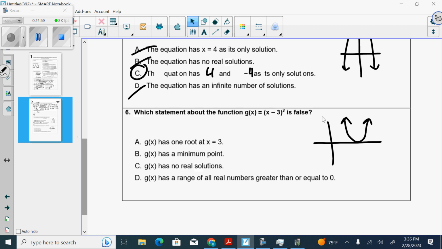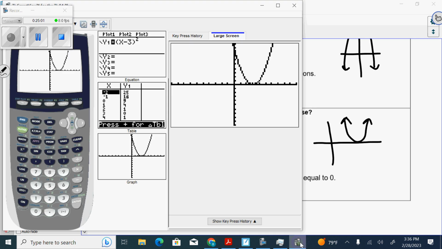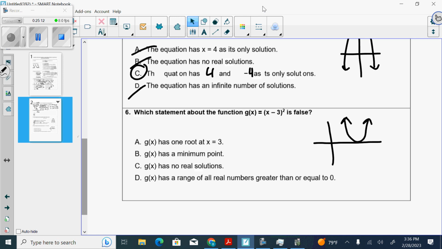Well, we can see on our calculator that it only touches the graph one time, right there. So that's a solution. This one says it has one root at 3. Does it have one root at 3 based on our picture? So this is true, so that can't be it.